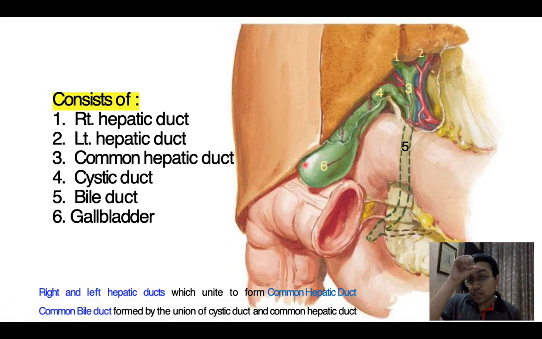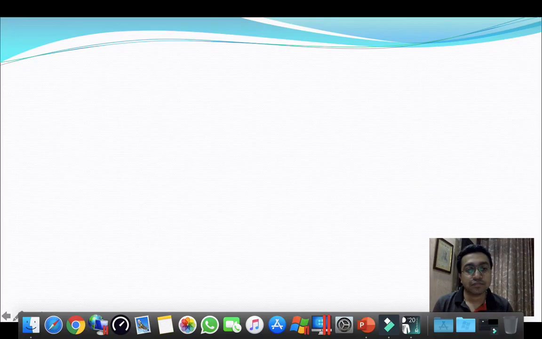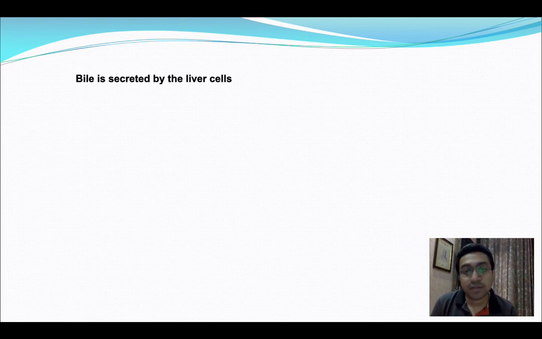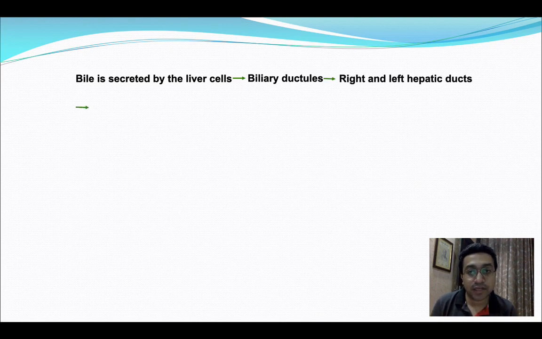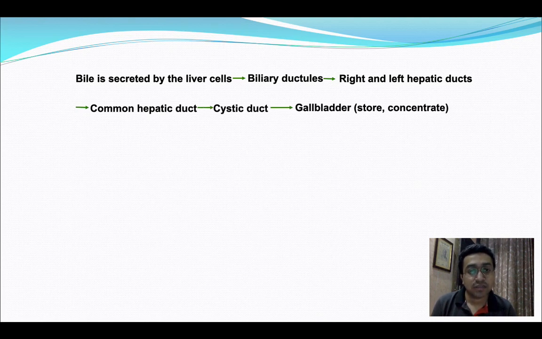Okay, so putting the same thing as we discussed till now into a flowchart form. Bile is secreted by the liver cells, then it goes through the biliary ductules to the right and left hepatic ducts, then to the common hepatic duct, cystic duct, to the gallbladder for storage and concentration.